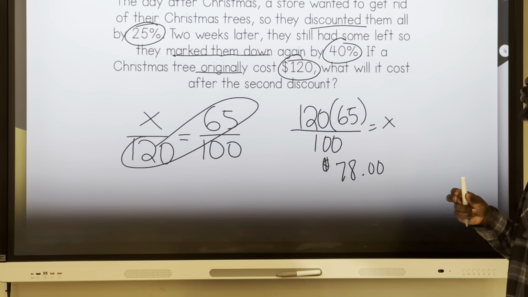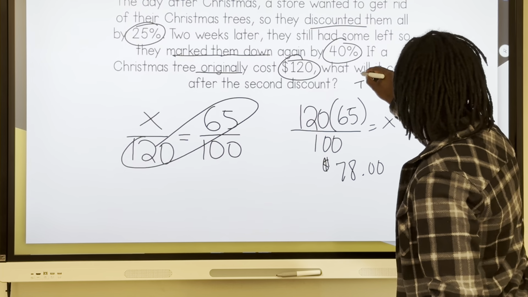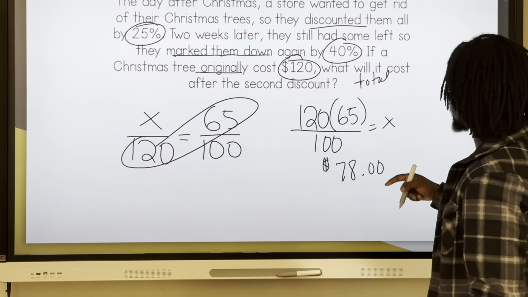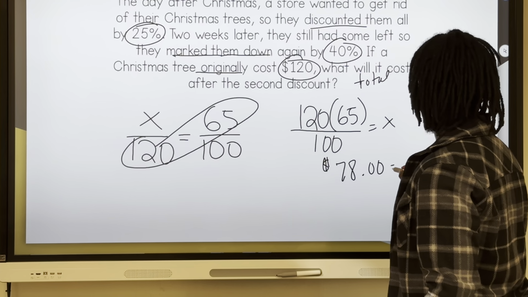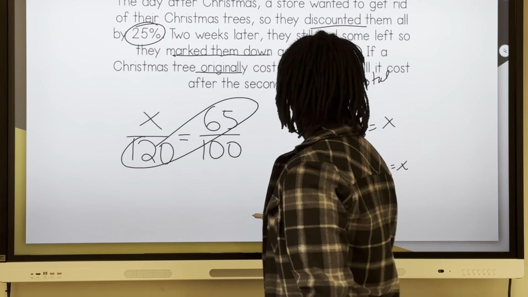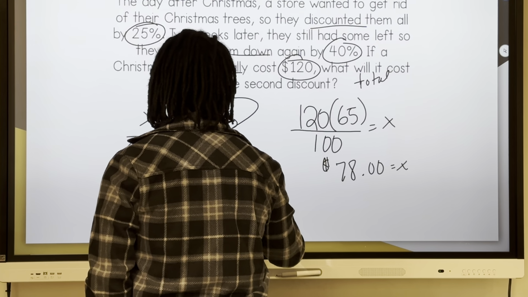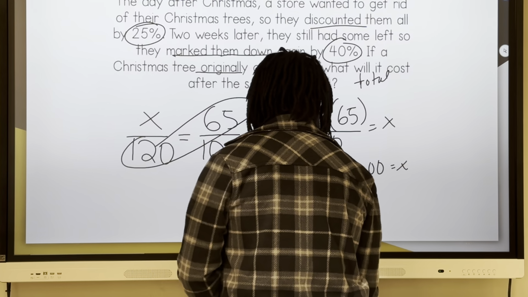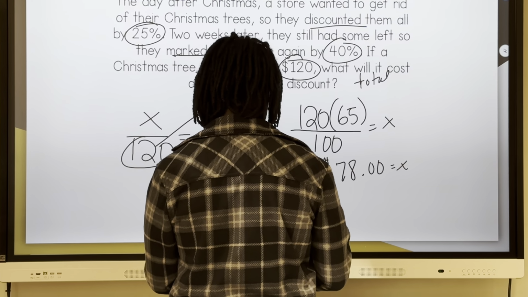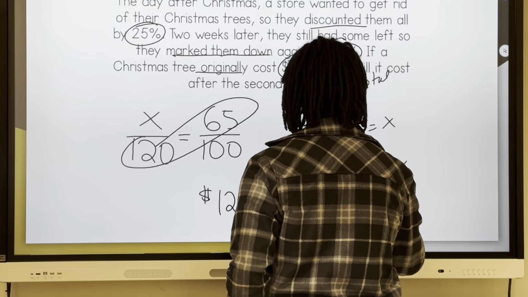And again, what will it cost after? So we are looking for the total, right? How much is it going to cost after the discount? Okay. And so we're going to take the original, which was 120. We're going to subtract the discount, which was 78, and that will give us our amount after the discount, and that will be $42.